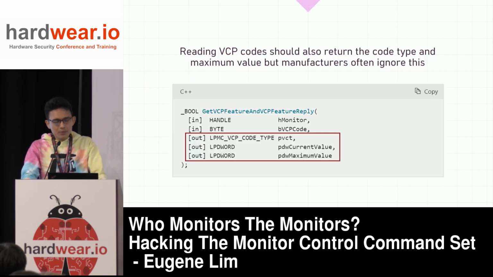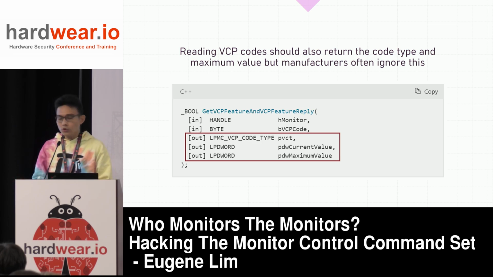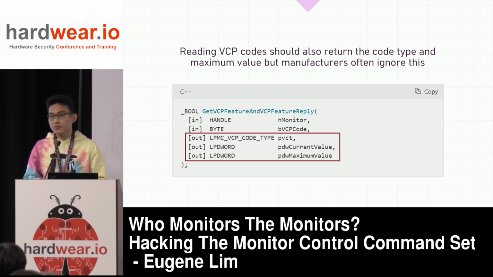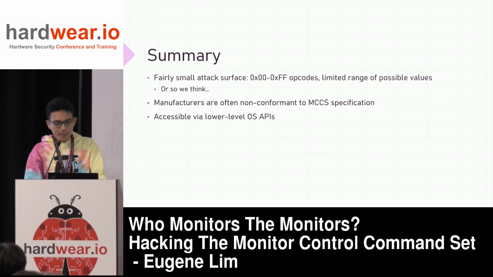One thing about this API is that according to the specification, the VCP code should also return the code type and the maximum value when you read a VCP code. But again, manufacturers often ignore this. So you would expect, in this case, when you read from a specific VCP code, to get the code type as well as the maximum value of that VCP code. But often this is just 0 or completely wrong altogether. I've looked into this as well.